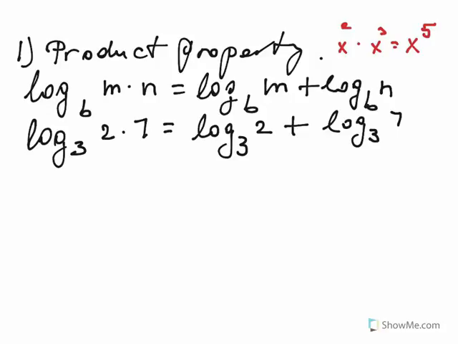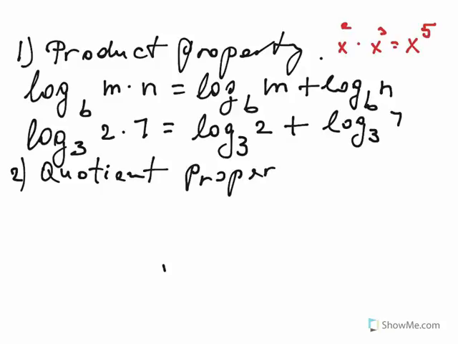Now let's discuss the second property. It's called the quotient property of logarithms. Quotient. So we're going to write quotient, and you know when we are dealing with the quotient property, we are dealing with division. I'm going to review again the quotient property of the exponent.